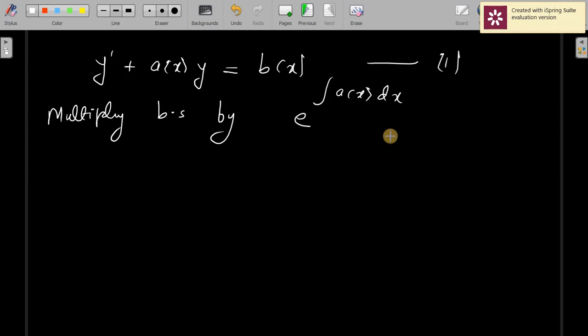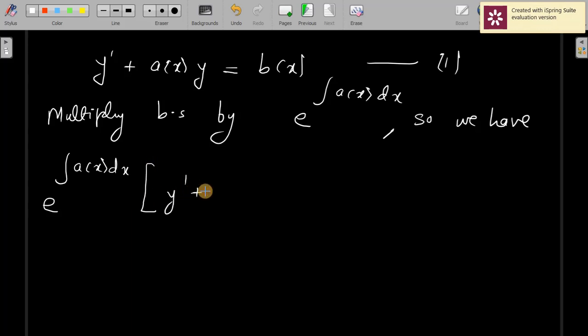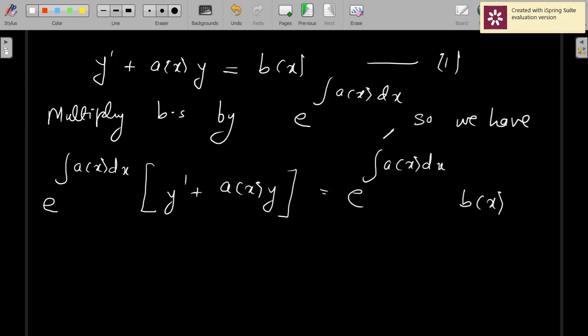So we have e raised to integral of a of x dx, whole thing into y dash plus a of x into y, is equal to e raised to integral a of x dx into b of x. And see, our aim is to find the expression which contains y and x explicitly, and which would satisfy this given equation 1.